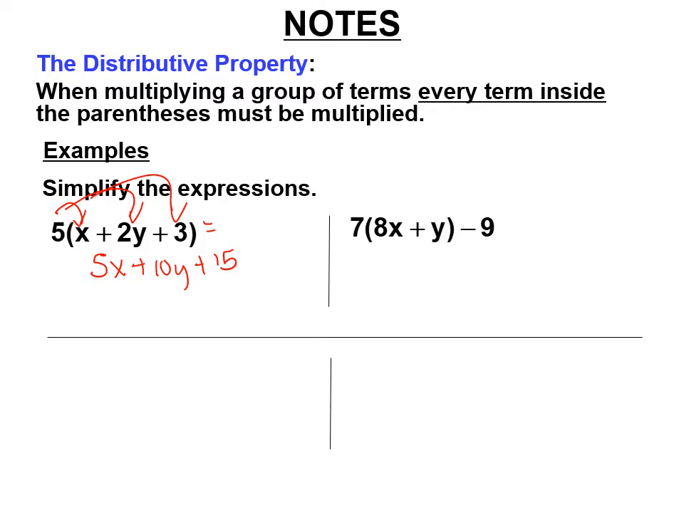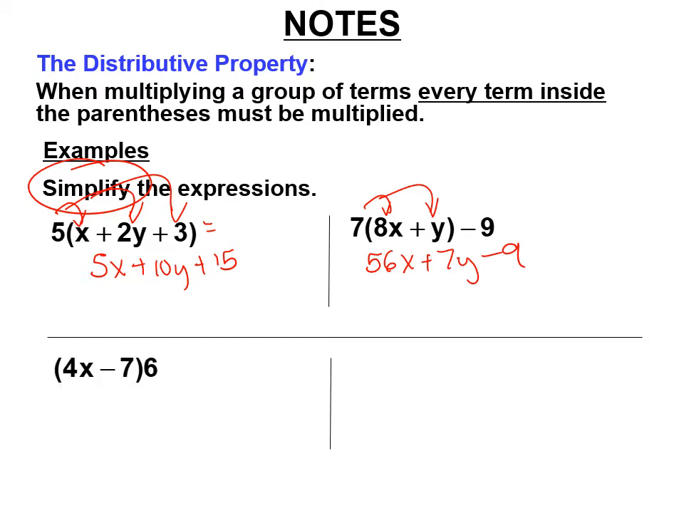Next one, you only multiply within the parentheses, so we get 56x plus 7y minus 9, and you leave it, right? These are not like terms. That's why we're done. That's as simple as you can make it.